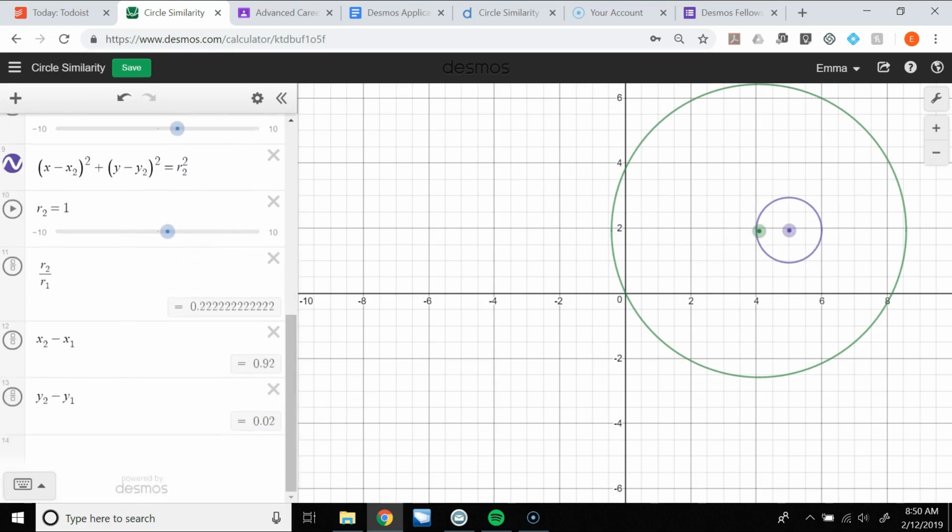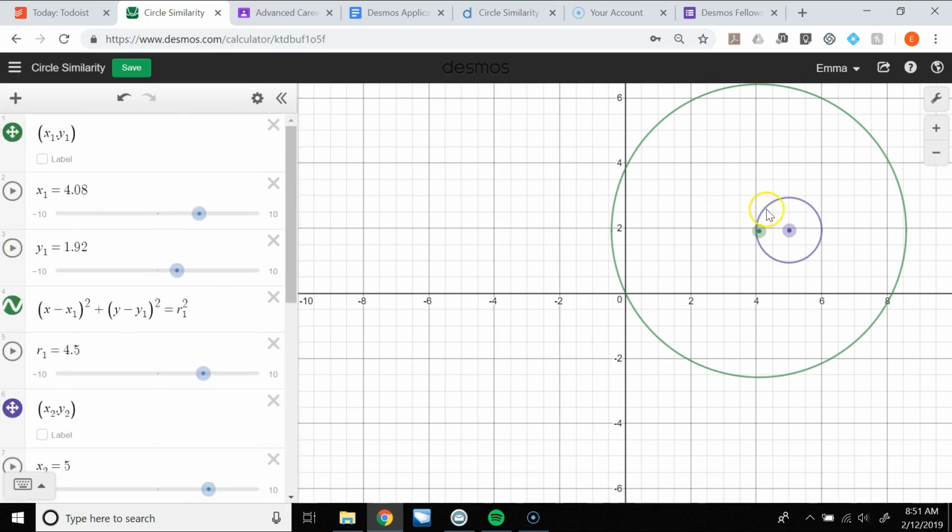Luckily for me, I've got a little solution down here. That way I can make sure that I'm doing my scale factors in the right direction. Nothing more embarrassing than being wrong in front of students, except it's kind of fun when they correct you.